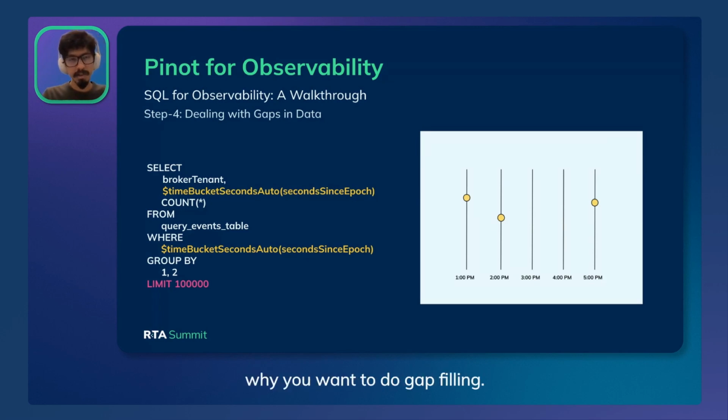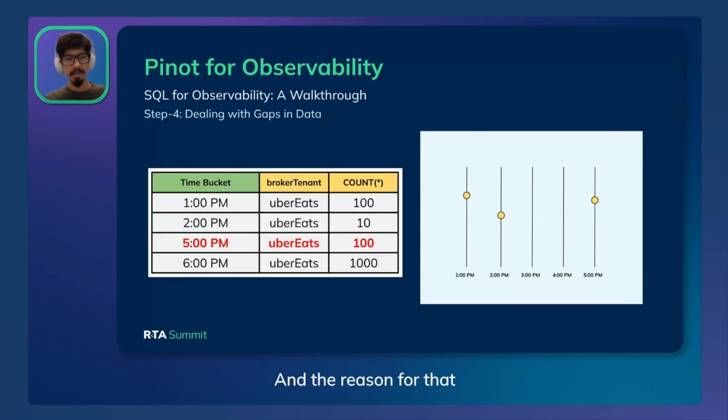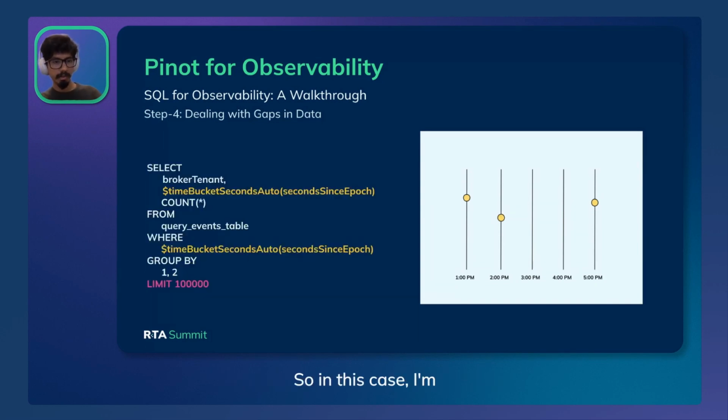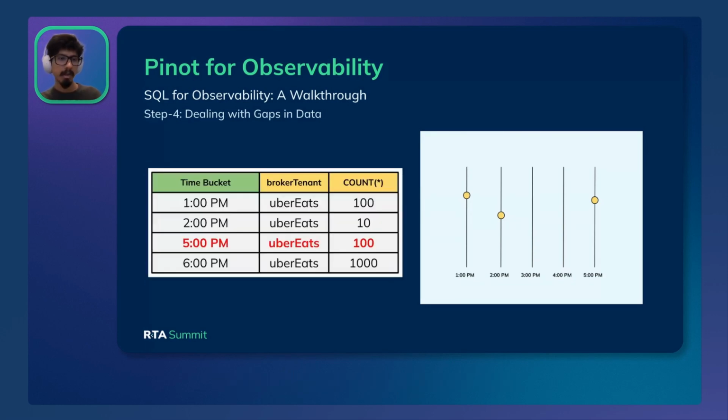There are many other reasons why you want to do gap filling, but this becomes a challenge with SQL, and more generally, this is also a challenge for relational operators. The reason for that is in the relational model, you will have something like a table. So our query in the previous diagram, I'll go back quickly. In this case, I'm doing a group by and a count star again, and have data at 1 p.m., 2 p.m., and 5 p.m.